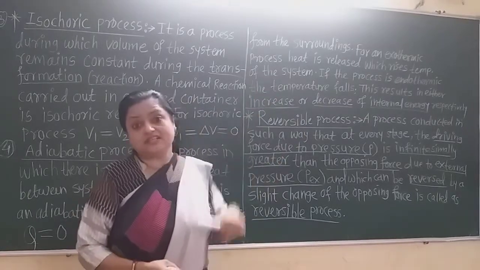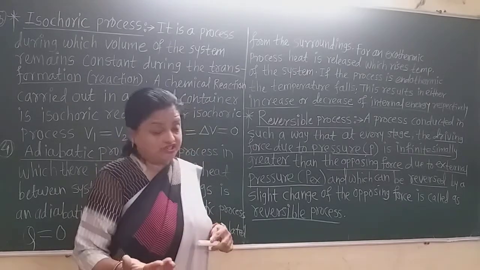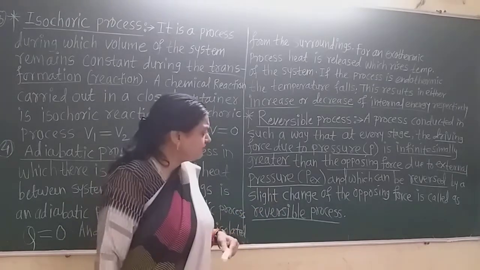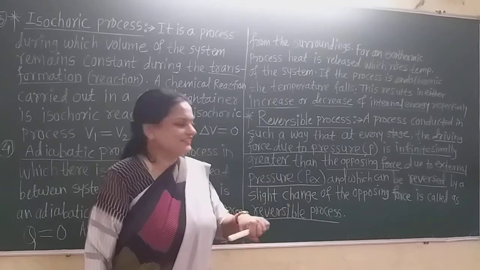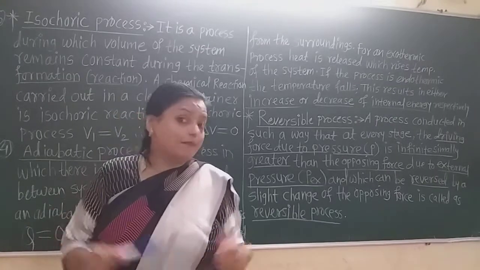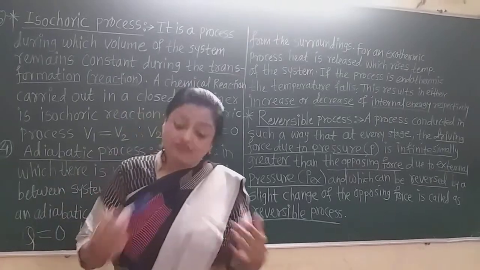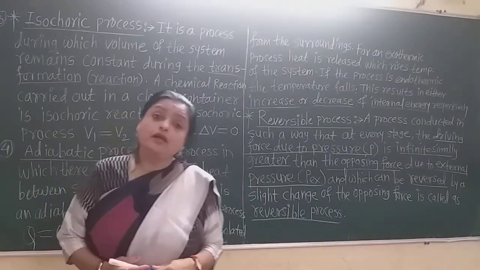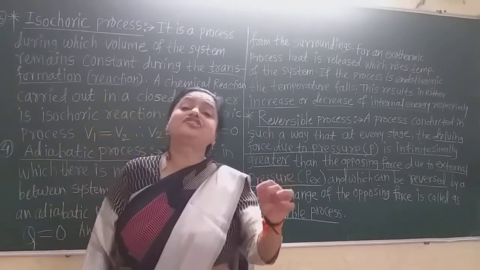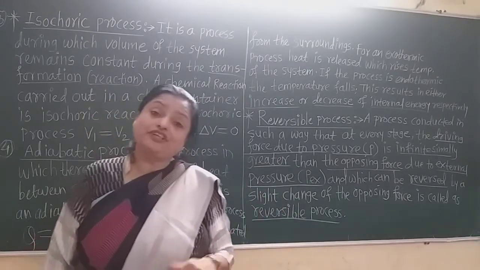Such a process can be reversed by a slight change, that is an infinitesimal change, of the opposing force, and is called the reversible process. That means if the opposing force is applied, the reaction gets reversed, and that process is called the reversible process. The best example is a gas enclosed in a cylinder fitted with a weightless and frictionless piston having external pressure Pex and the pressure of the gas P.